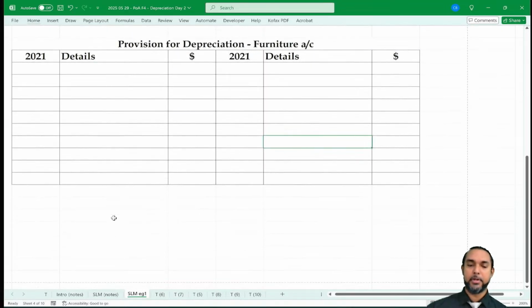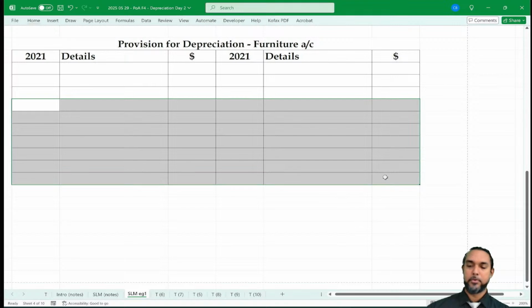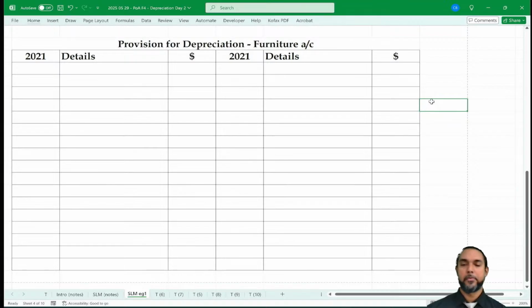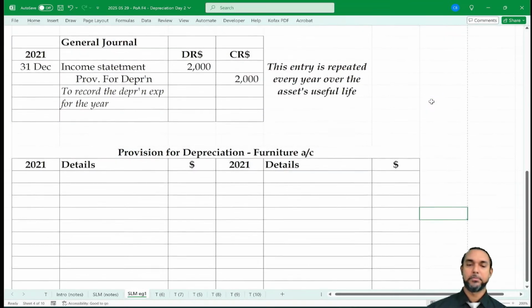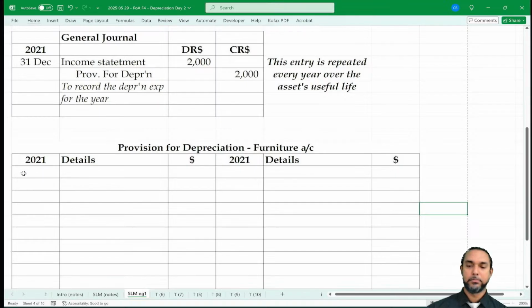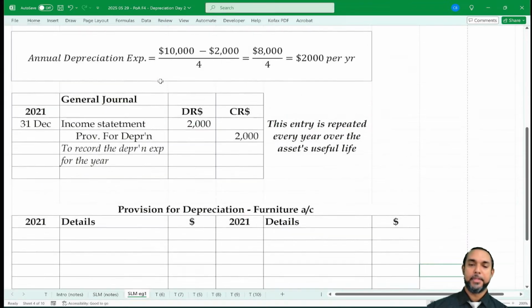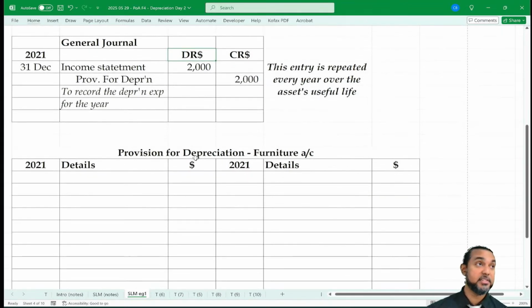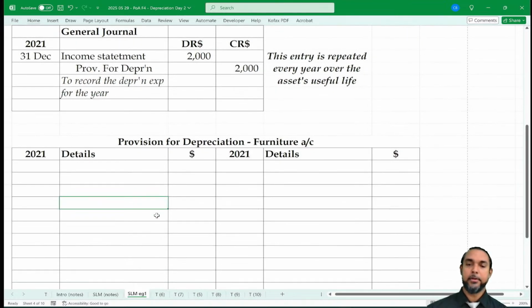Now, I'm probably going to add more details as we go along. Okay, so the asset is expected to be used for 4 years. And we bought it in 2021 at the very start of the year, January 1st. So it's going to be in use for all of 2021, 2022, 2023 and 2024. 4 years. Now, I didn't do the asset account.